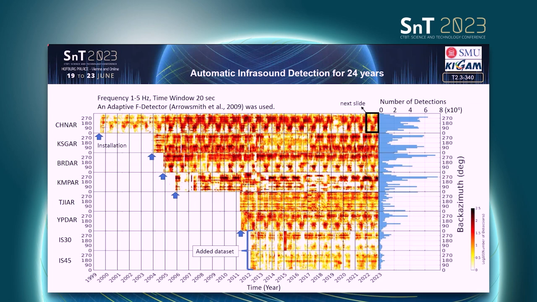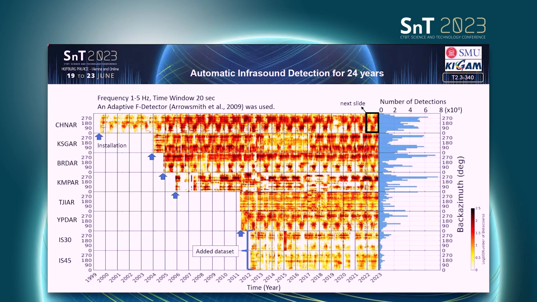For the automatic infrasound detection procedure, we used the adaptive F detector developed by Aerosmith et al. The waveform is first filtered at 1 to 5 Hz, with a time window of 20 seconds and 50% overlapping. So you can see here the infrasound detection density over the last 24 years.